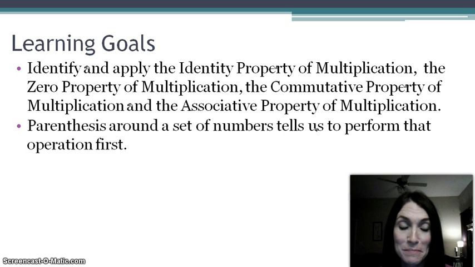We will also learn that when we have parentheses around a set of numbers, it tells us to perform that operation first in the problem. Please pause if you need a moment to write down your learning goals. Press play when you're ready to continue.